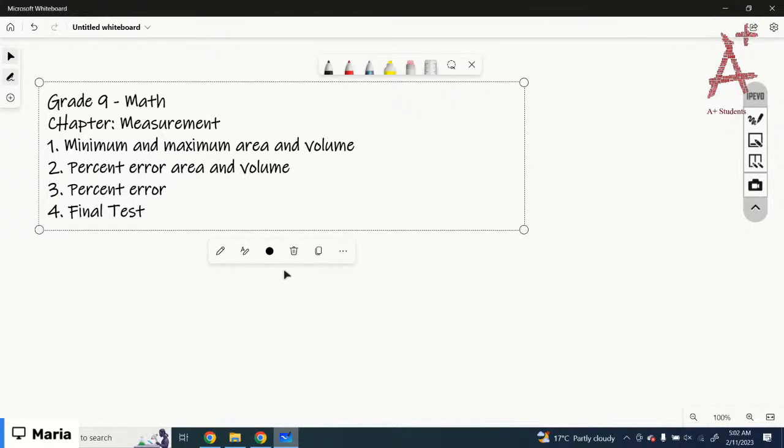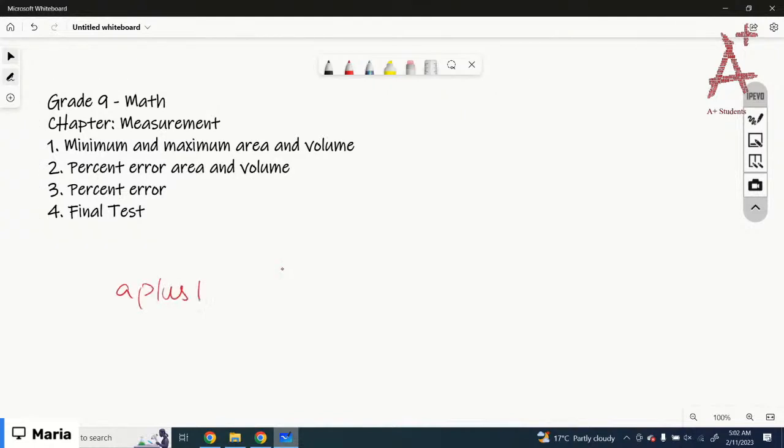Start with grade 9 maths. You can find all the lessons on aplusstudents.com. You have to log in there using your email address, and the password is provided by the administrator. Then you have to select math from the subject tab. Scroll down to grade 9 maths and then click on your lessons.